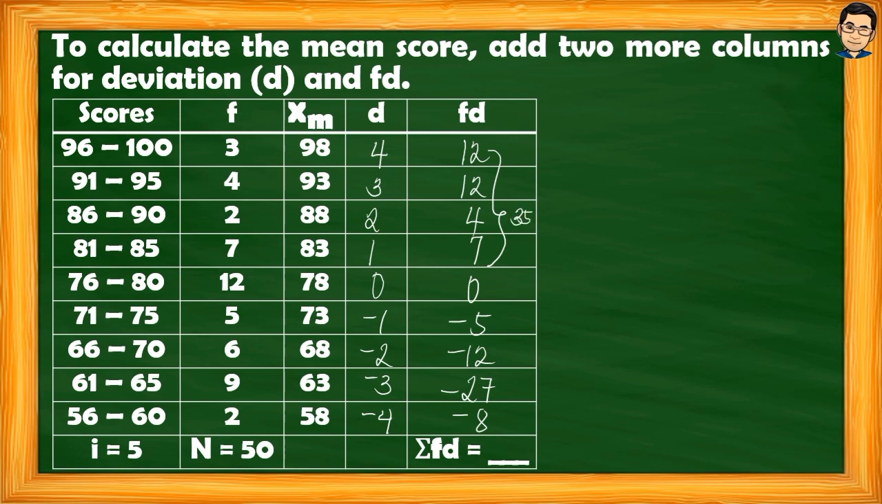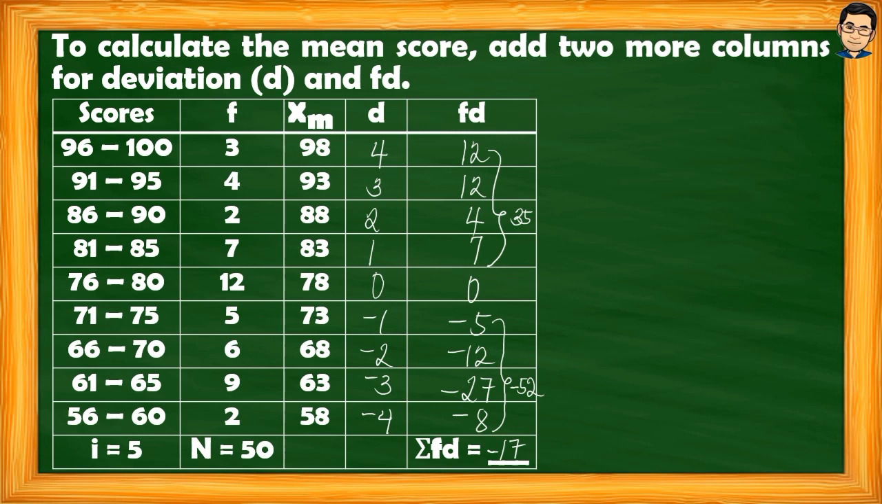And then, yung nasa baba naman, i-add lang natin dahil pareho naman silang negative lahat. So, negative 5, negative 12, negative 27, and negative 8. So, kapag pinag-add natin yan, ang makukuha nating sum is negative 52. And then, finally, add natin 35 plus negative 52, we have negative 17. So, yun po yung magiging summation niya, negative 17.